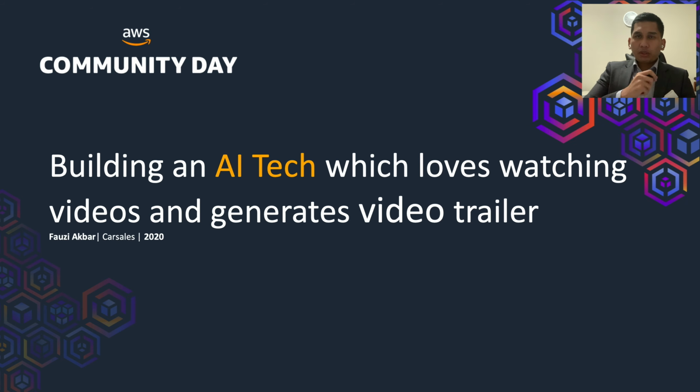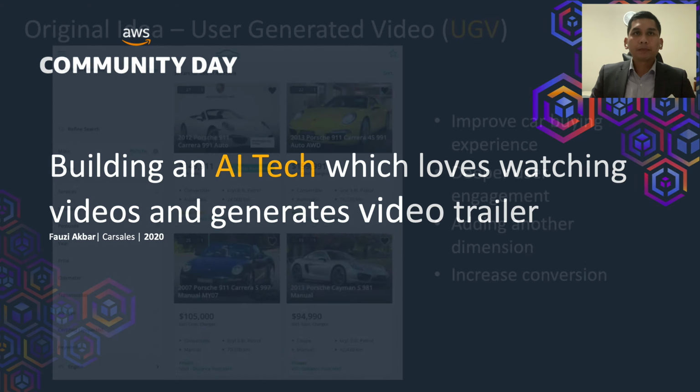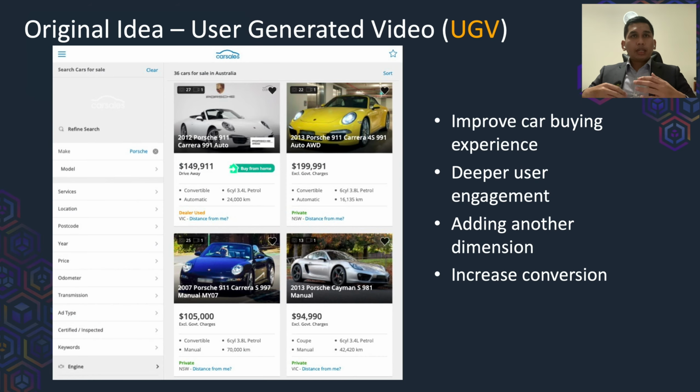Now, let's jump back onto the main topic: how to build an AI technology that can automatically generate a video trailer by only watching the video. Here is a little background information. CarSales recently released a feature that allows users to upload a video of the car that they're trying to sell on the CarSales website. This is what we call the user-generated video. It is believed that the user-generated video, or UGV, has helped improve the car buying experience, as it adds another dimension that allows deeper user engagement.